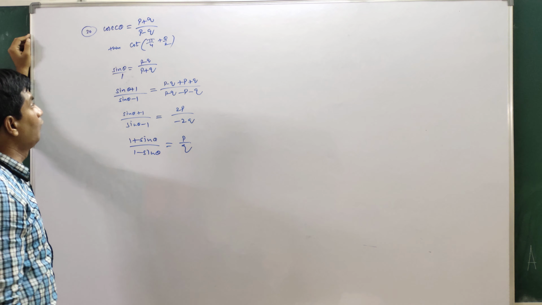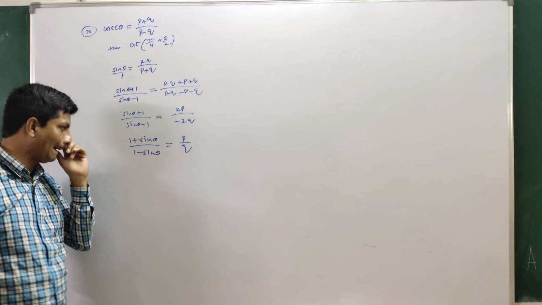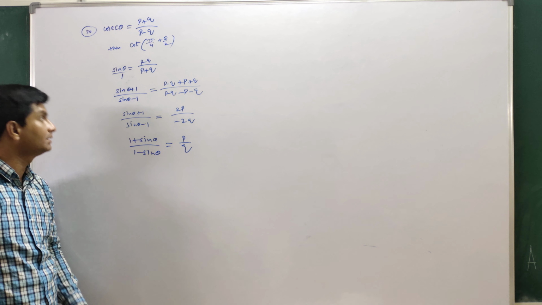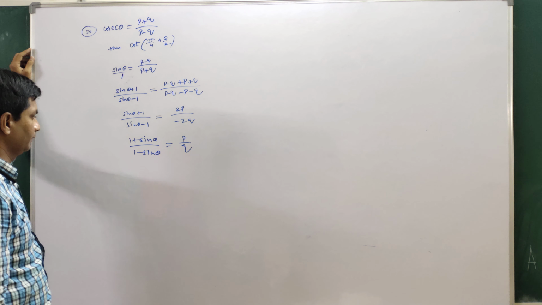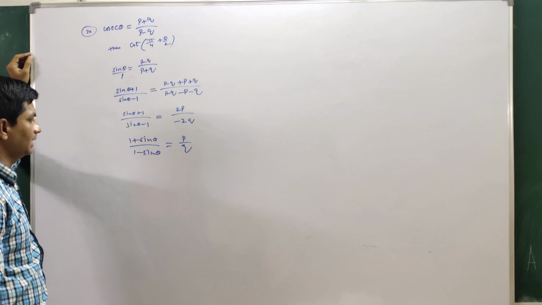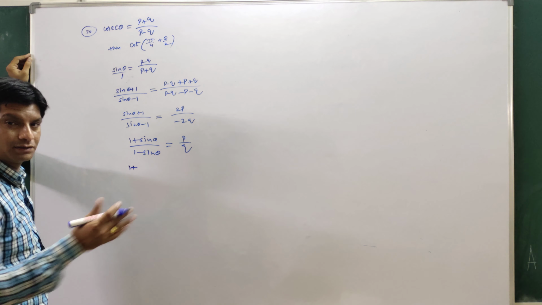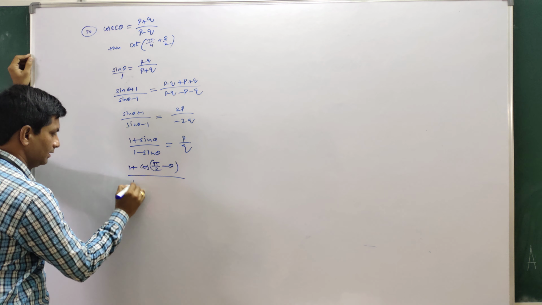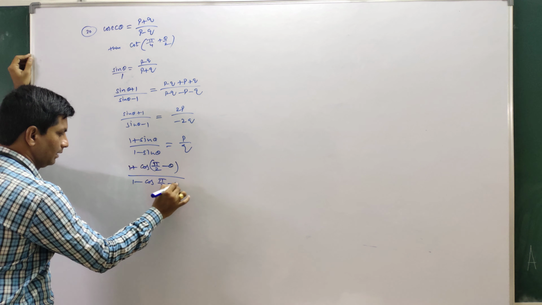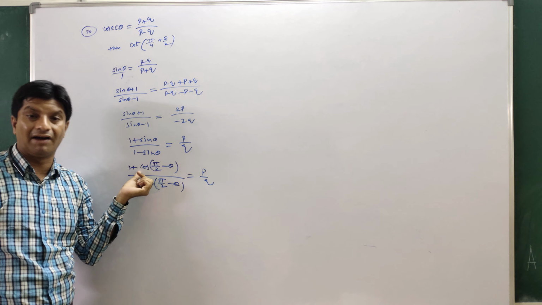Understood? What we have to get? Cot of (pi by 4 plus theta by 2). How can you convert this? How can you write (1 plus sin theta) by (1 minus sin theta)? See, this is again 1 plus, I am going to convert sin in terms of cos. This is cos of (pi by 2 minus theta), so this is 1 minus cos of (pi by 2 minus theta) equal to what? P by Q. Now this is purely in the form of 1 plus cos A.